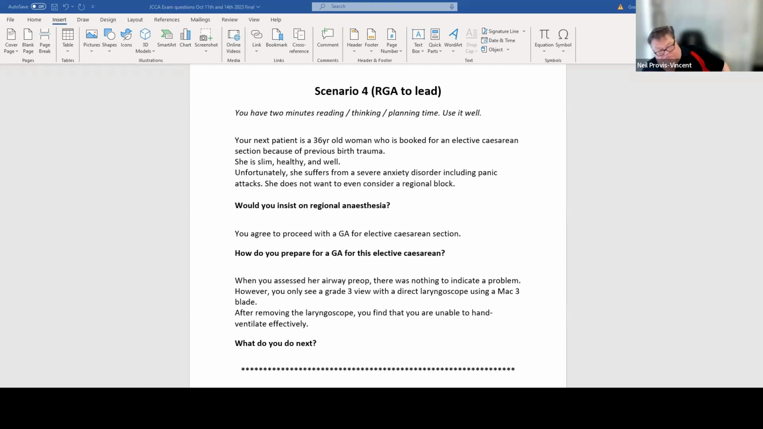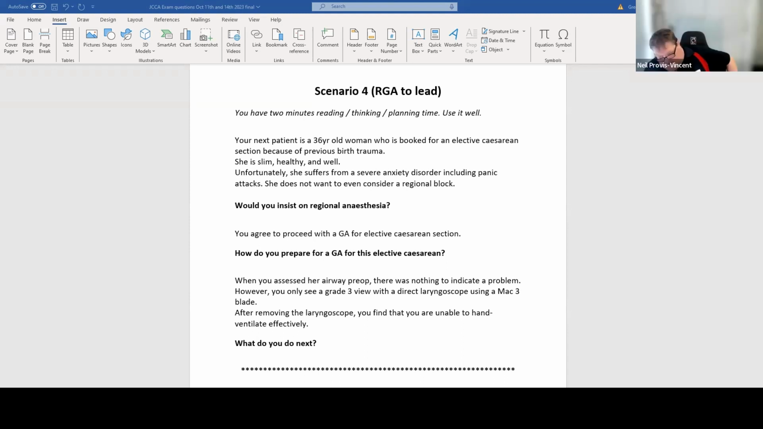Okay. Moving on, you briefed your team and got ready, and when you assessed her airway, there was nothing to indicate a problem. You then find you can't hand ventilate effectively. What do you do next? Okay, so I just wanted to clarify, did I try to intubate her or did I just look? You've essentially now encountered a very difficult view that you didn't predict, and you're unable to pass the tube.